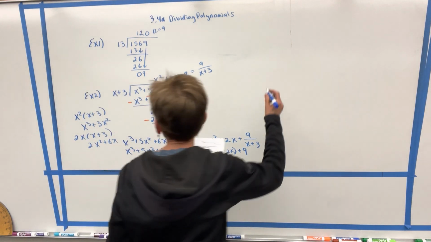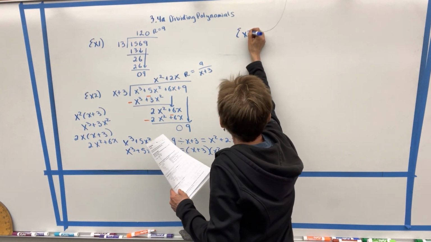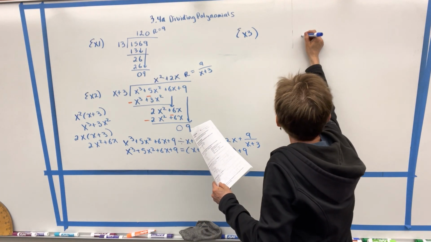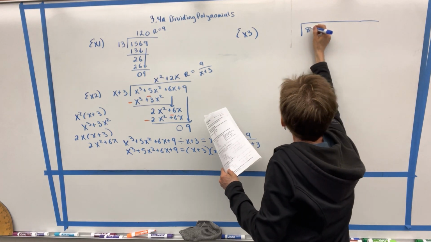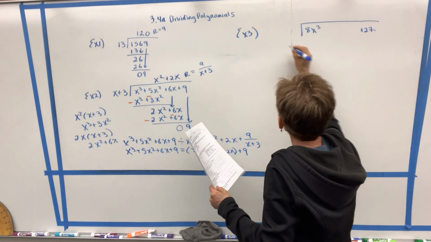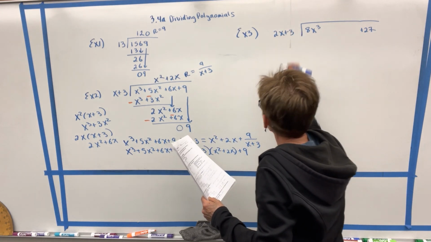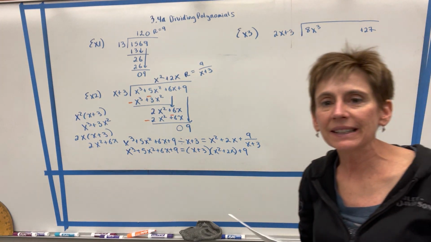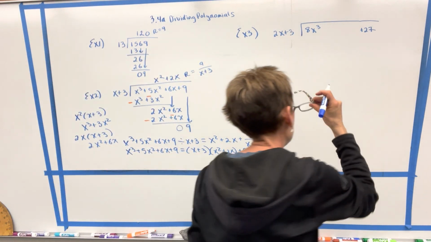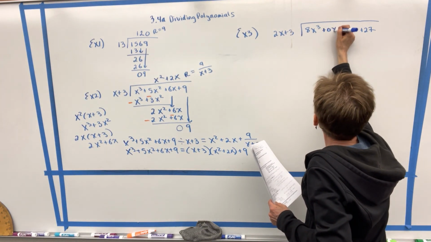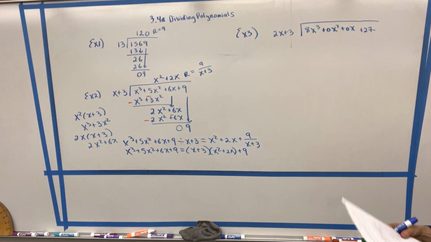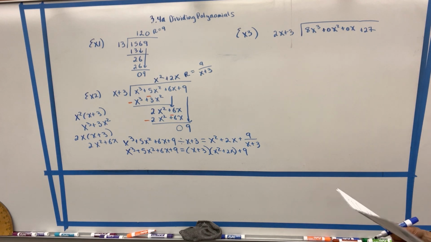Let's go ahead and do, for example number 3, something that requires us to leave a placeholder. So I'm going to do here 8x cubed plus 27 divided by 2x plus 3. Now notice that I've left a little bit of space here. The reason is because I need placeholders for any terms that are missing. So I want to have here 0x squared and then 0x.